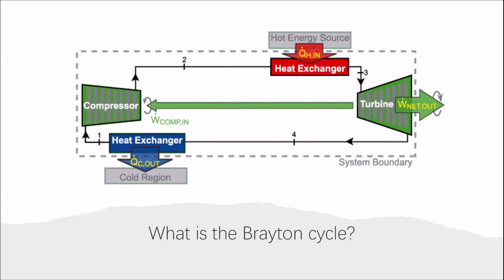The Brayton cycle is a thermodynamic cycle that describes the operation of certain heat engines that have air and some other gas as their working fluid. The original Brayton engines used a piston compressor and a piston expander, but modern gas turbine engines and jet engines also follow the Brayton cycle.